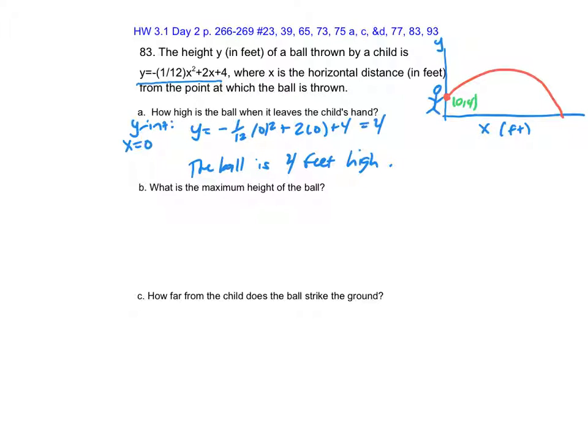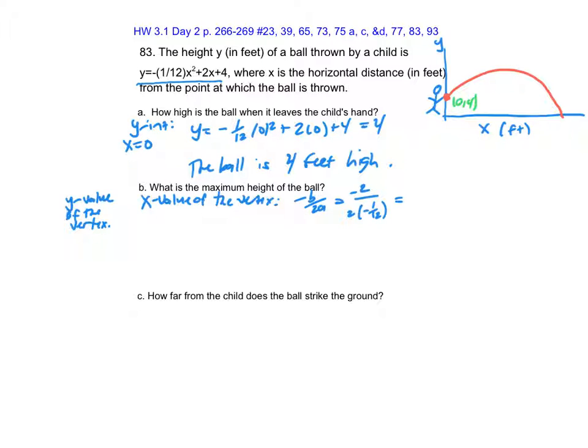The next thing is, what is the maximum height of the ball? When you see maximum, you should be thinking vertex. And since it wants to know the maximum height, this is asking us to find the y value of the vertex. In order to find the y value, it will be helpful to find the x value because this function is given in general form. So the x value of the vertex is going to be at negative b over 2a. For this particular function, that's going to be negative 2 over 2 times negative 1/12.